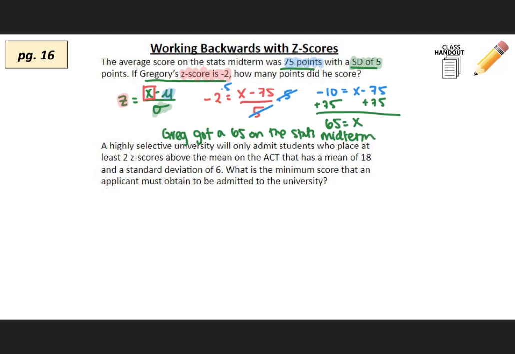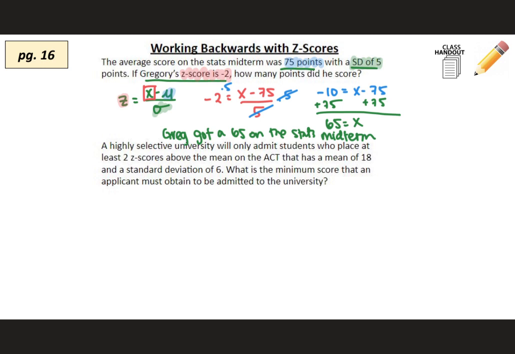If we knew the definition of a z-score, we should be able to do that without doing all of this algebra, right? The z-score of -2 is 2 standard deviations below the mean. If 1 standard deviation is 5, 2 standard deviations would be 10. So 75 minus 10 would give us a 65.